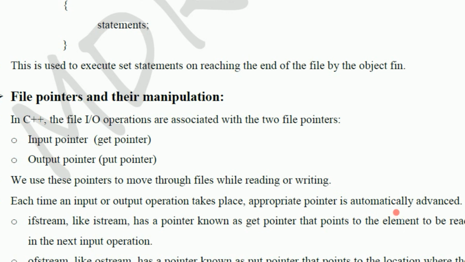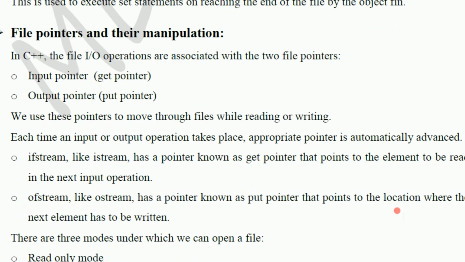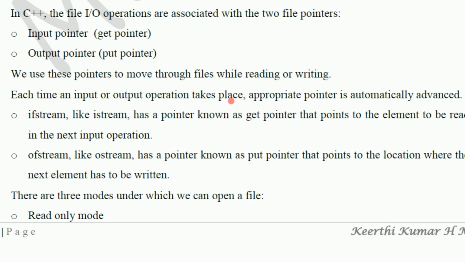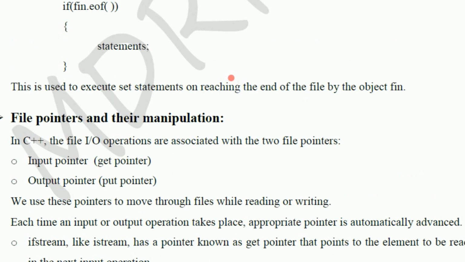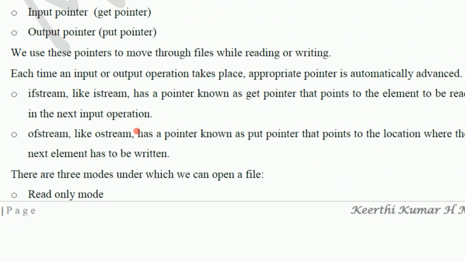File pointers and their manipulators. So for the input and output pointer, there will be a get pointer and a put pointer. When we are reading, there will be a get pointer. When we are writing, there will be a put pointer. So we use these pointers to move through the file while reading or writing. That means when we are reading W, the get pointer may be at W. Again E, the get pointer may be at E. In this way it moves, and when it reaches EOF, it stops.